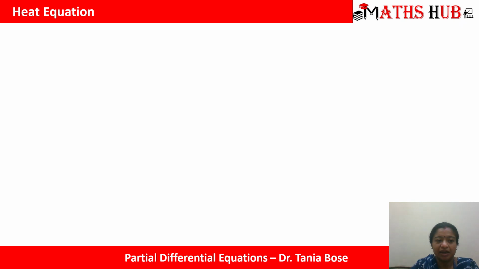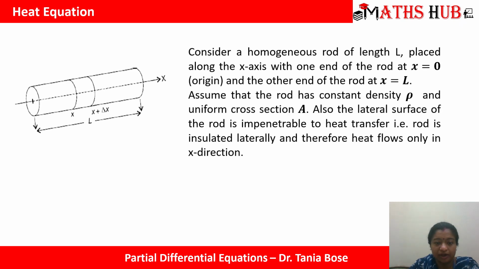So in the one-dimensional heat equation, what was the model? The modeling says that we consider a uniform rod which is homogeneous of length L and it is placed along the x-axis with one end at x equal to 0 and the other end at x equal to L, right? So you can see that this end is kept at x equal to 0 and the other end is kept at x equal to L.